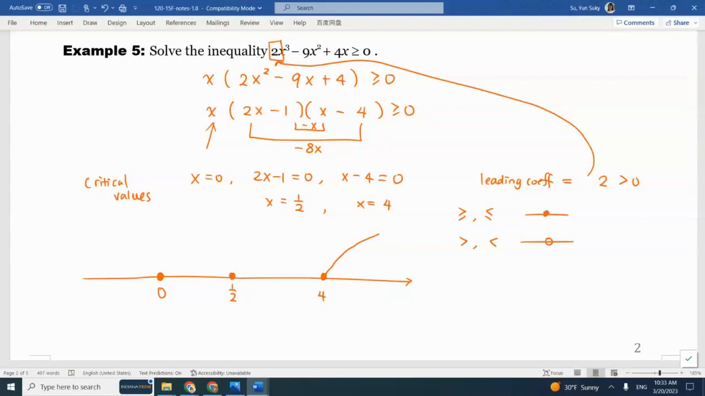And then when you reach the 4, you look at the factor, x minus 4. What's the multiplicity? The root is 4. The multiplicity is the exponent of this factor, 1. Is 1 odd or even? Odd. So do we bounce off or cross? Cross.